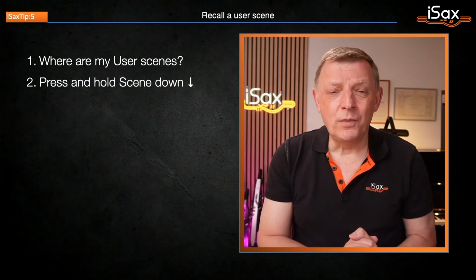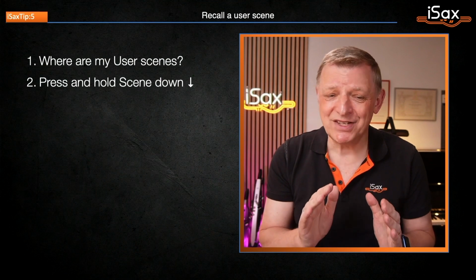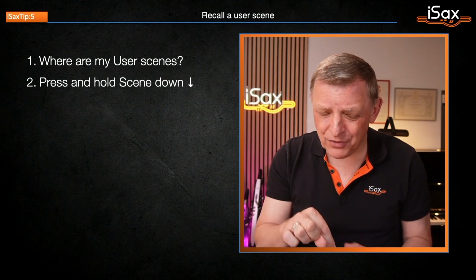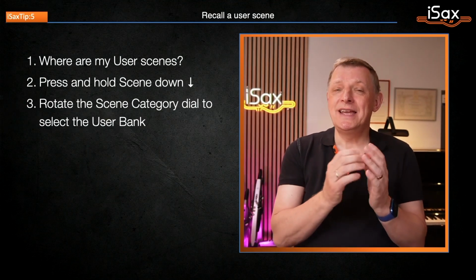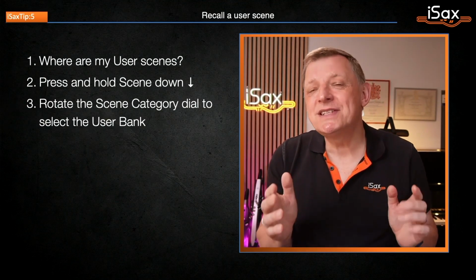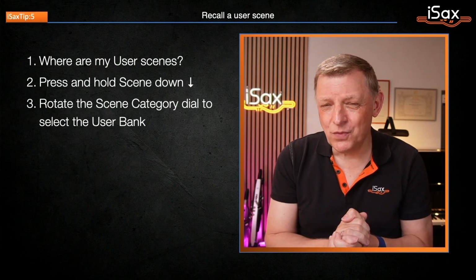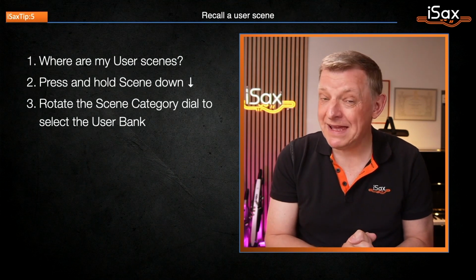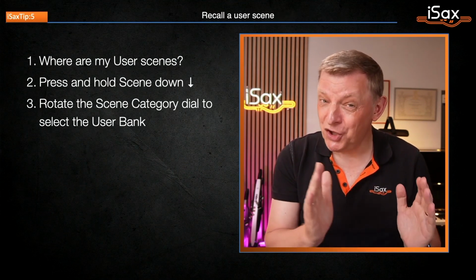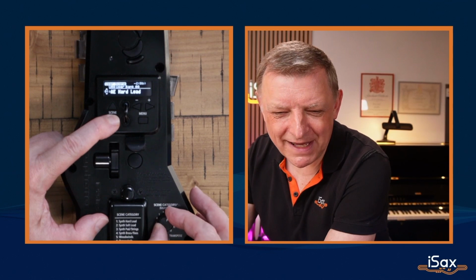There's a better way. What we're going to do is press and hold the scene down arrow, and then we can rotate the scene category dial to select the user bank that we want. Remember, we've got 12 user banks, and each bank can store 50 user sounds. So if I hold down my scene down arrow and turn my category dial here, now you'll see I'm actually changing through my user banks.